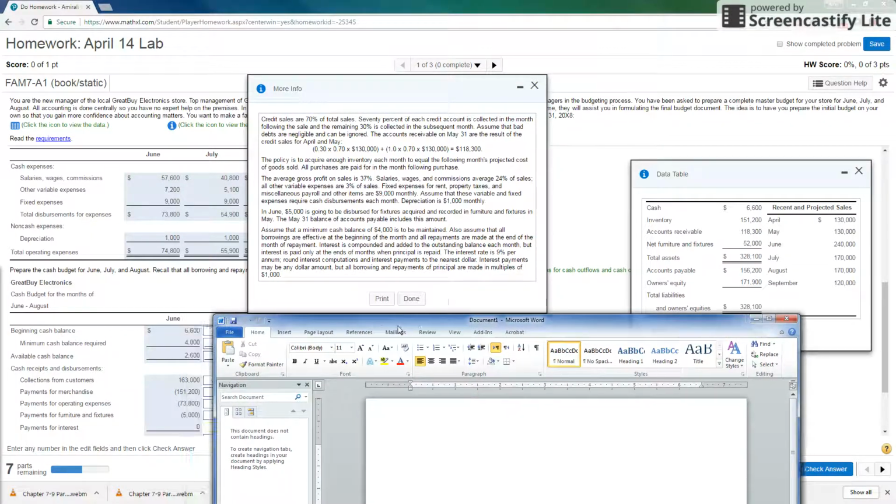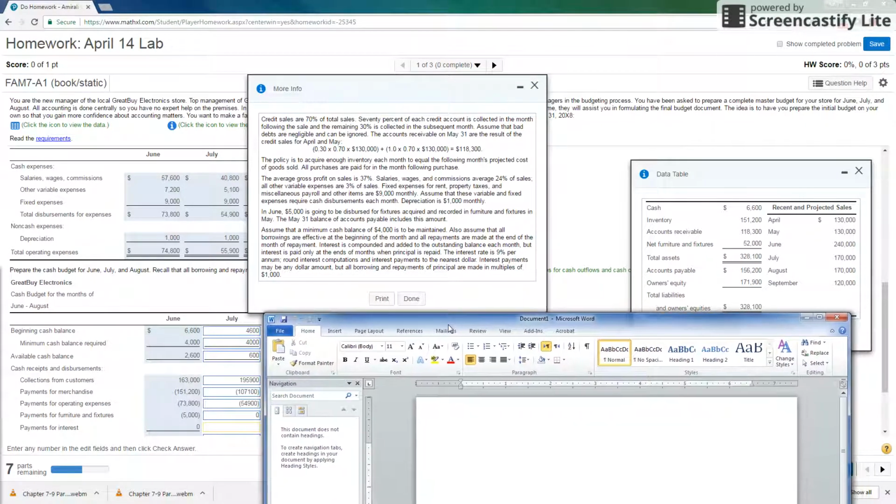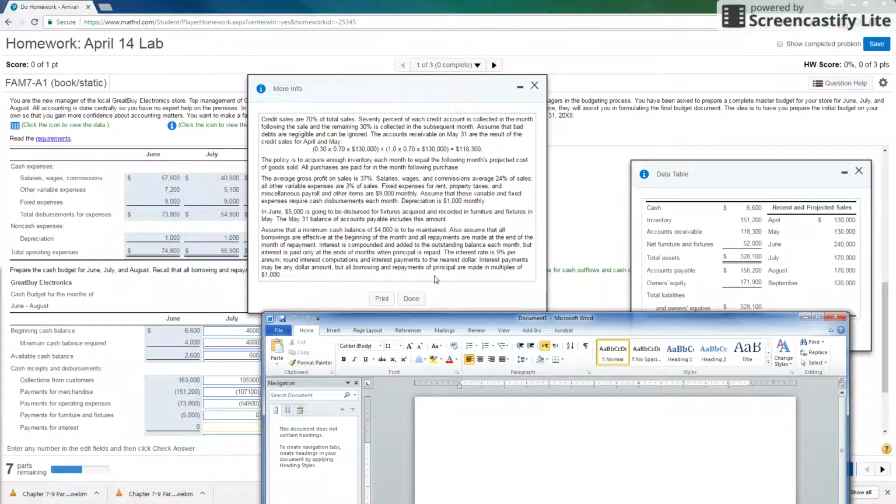Okay, now we are talking about the interest that we are paying on July. So read the question carefully. It says, also assume that all borrowing are effective at the beginning of the month and all repayments are made at the end of the month of the repayment. Interest is compounded and added to the outstanding balance each month, but interest is paid only at the end of the month when the principal is repaid. The interest rate is 9% and the other things.